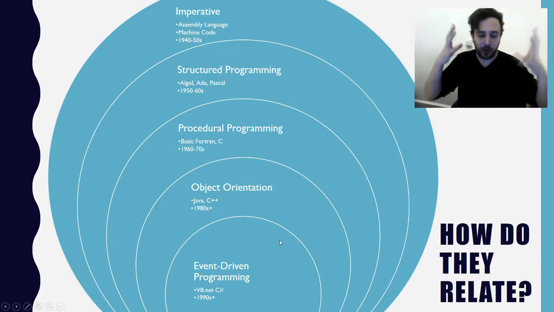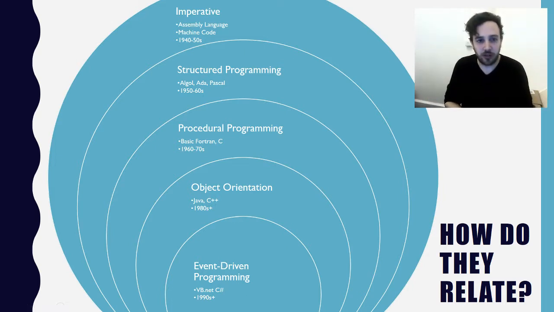So how do you put all these things together? Well, I think the parent paradigm is imperative, and then each of the other paradigms are sort of nested within that. So you could say that most event-driven programming is object orientation. All object orientation would be procedural by nature because it requires you to use parameters and arguments. Procedural programming is structured, and structured is imperative.